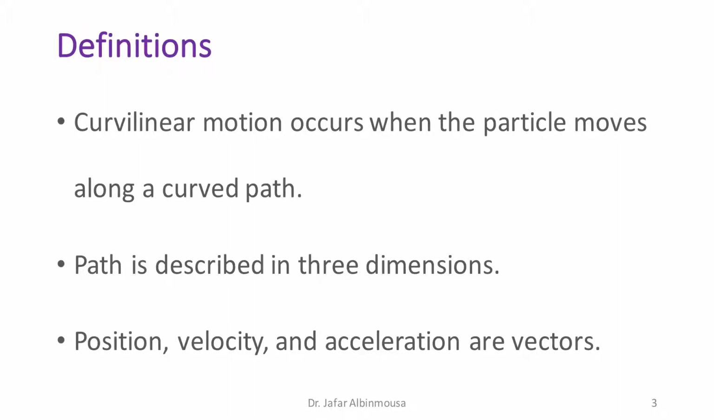So let's state some definitions. Curvilinear motion occurs when a particle moves along a curved path. The path is described in 3 dimensions. Sometimes motion happens in 2 dimensions, but it can also happen in 3-dimensional space. As we did before, we will characterize the position, velocity, and acceleration in vector notation in order to be able to describe the motion.